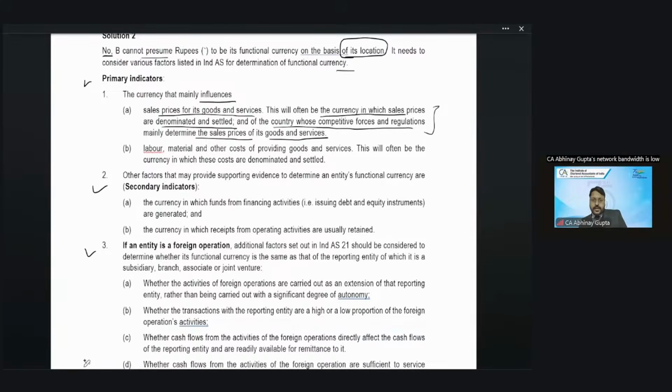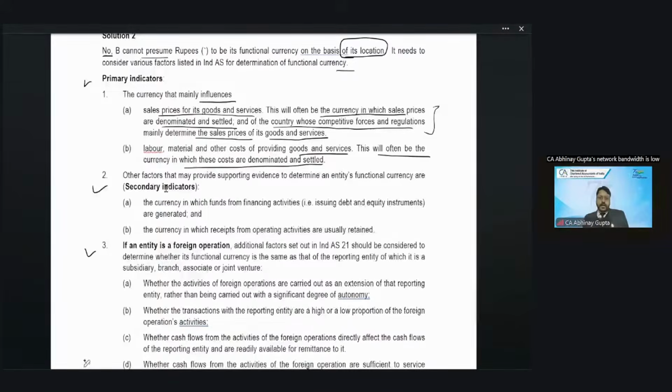Labor and material and other cost of providing goods and services. This will often be the currency in which these costs are denominated and settled. And what is happening in our case? In our case, 70% of the cost is happening in INR, 30% in USD, right? So 100% cost is not happening in INR, it is only 70%, right? 30% is still happening in US dollar as given in the question.